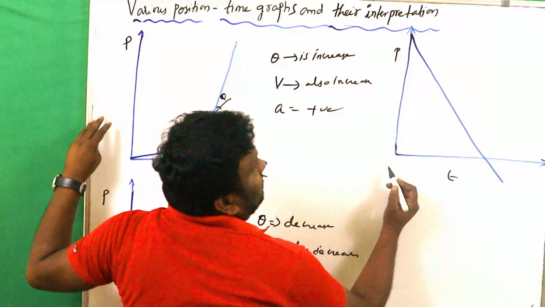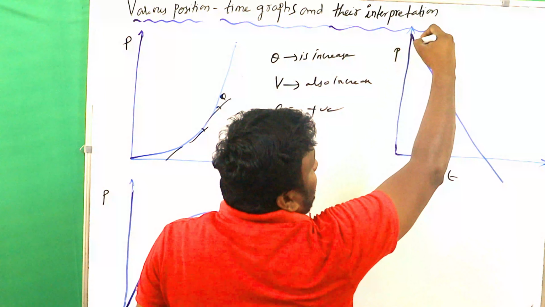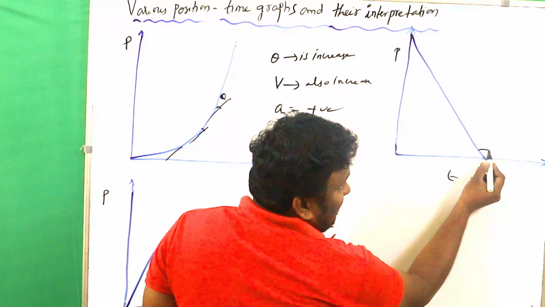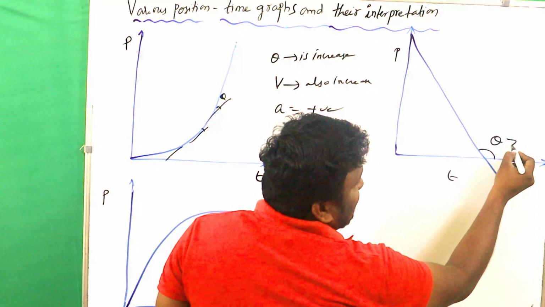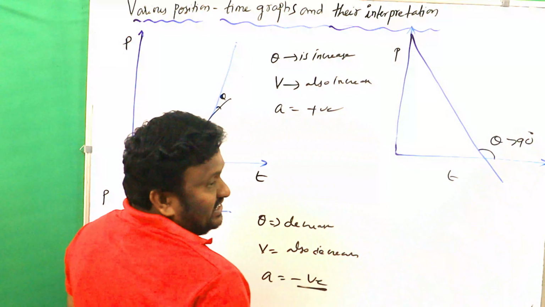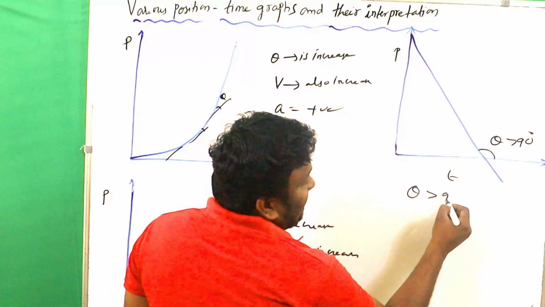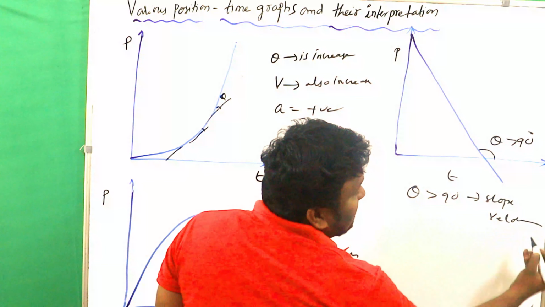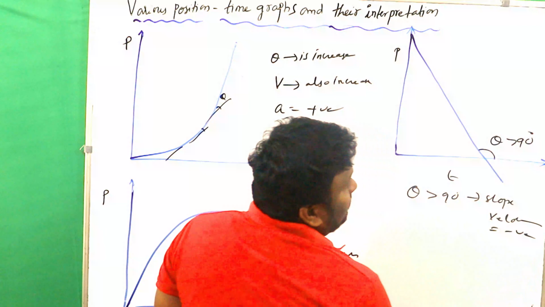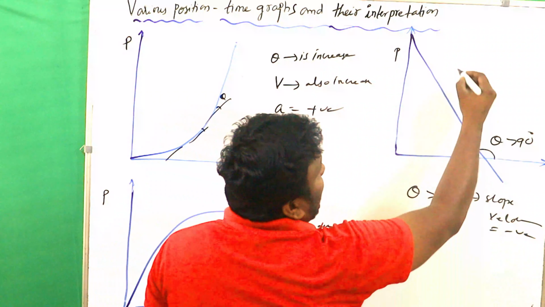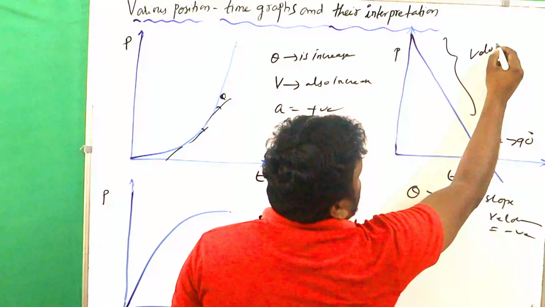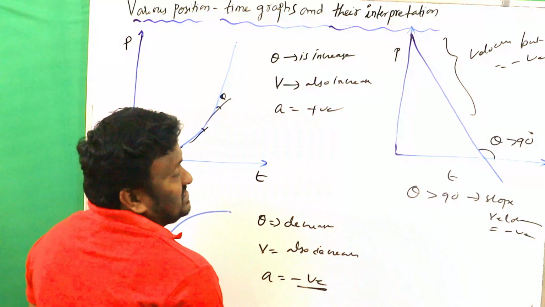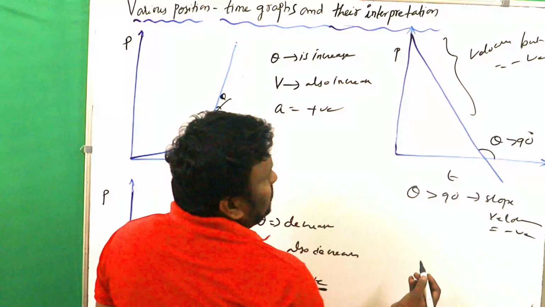And next one, this one, children. As it comes like this, you can take this angle, and that angle is greater than 90 degrees. When the angle is greater than 90 degrees, then slope is negative, then velocity is also negative. Clear? So in this case the velocity may be constant, but it is negative. So it is very simple to understand here.